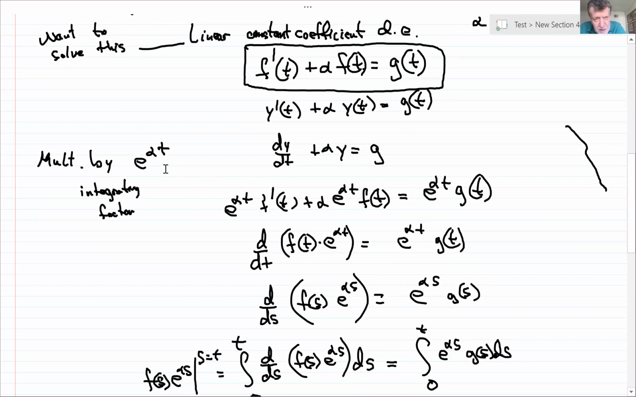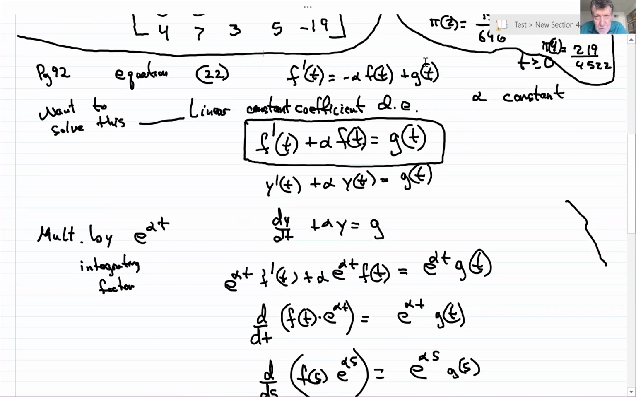And sort of the key is this first step. You multiply this equation by e to the alpha t. Remember, alpha is just a constant here. Okay, so when you do that, I'm back in the f prime form here. So you get e to the alpha t times f prime of t plus alpha e to the alpha t times f of t equals e to the alpha t times g of t. So basically multiply this equation through by e to the alpha t.